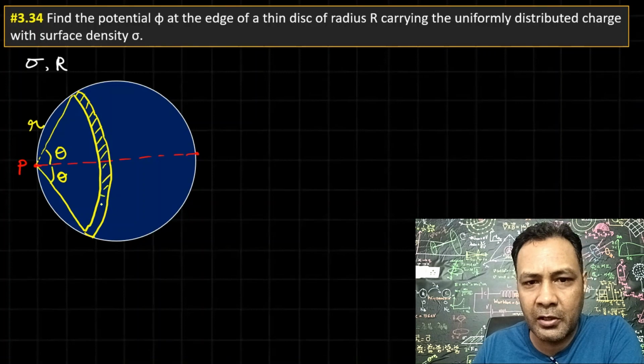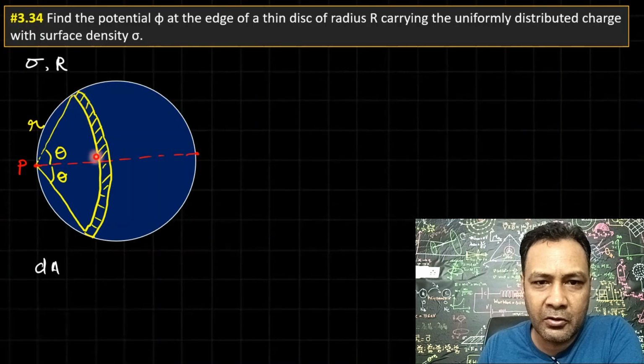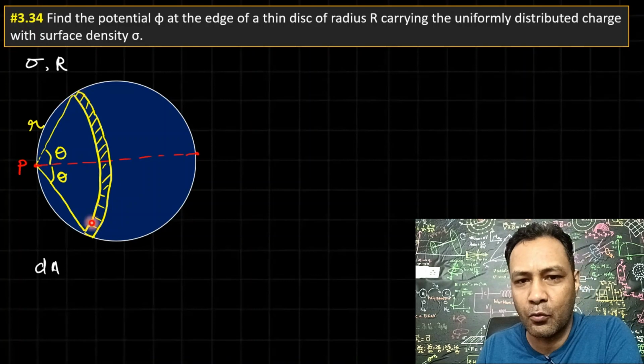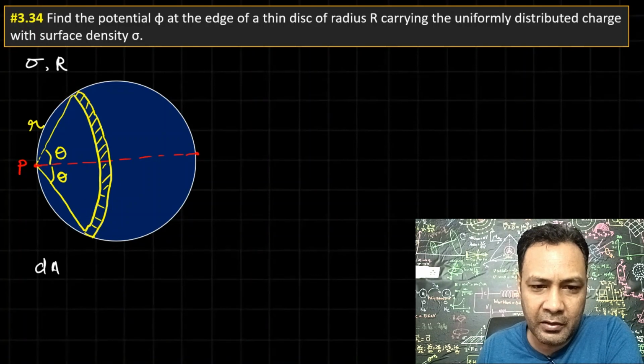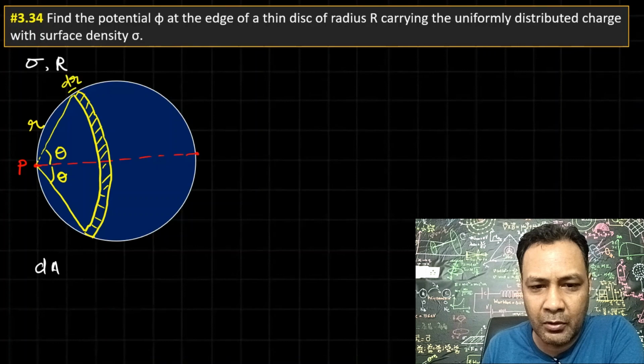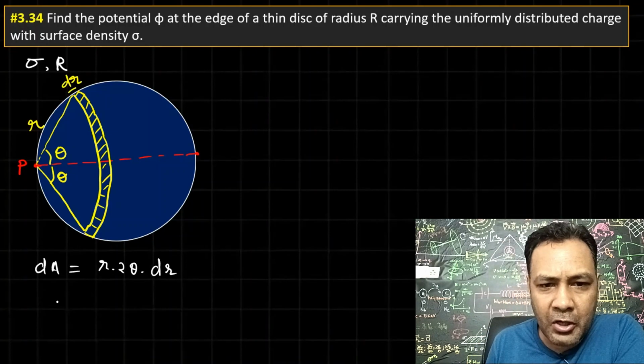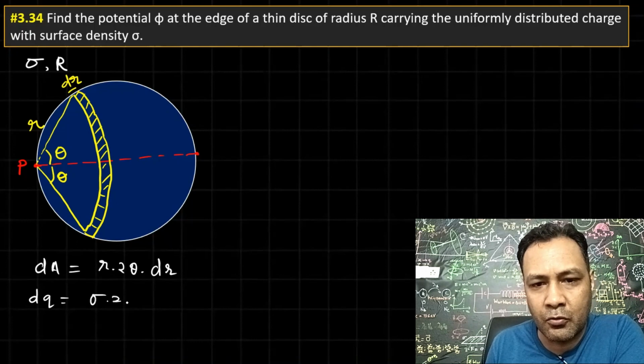So what is the charge on this element? Before charge, let's find the area of this element, dA. The radius is r and the angle is 2 theta, so the length of this element is r into 2 theta, and the thickness is dr. So this area is equal to length into breadth, that is r into 2 theta into dr. So the charge on this element dq is equal to sigma dA, which will be sigma into 2 r theta dr.